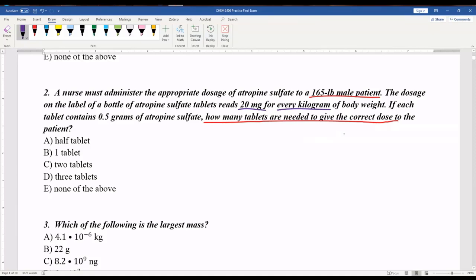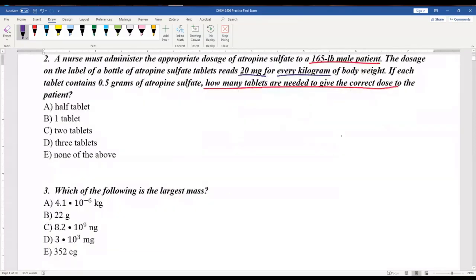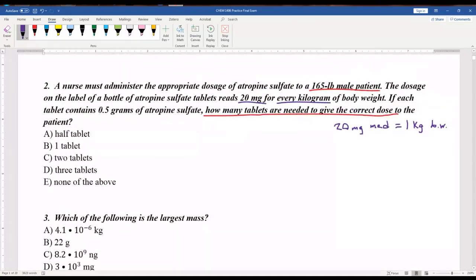Okay, I have 20 milligrams for every kilogram. This is a conversion factor. 20 milligrams of medicine is equal to 1 kilogram of body weight, which I'll abbreviate BW.